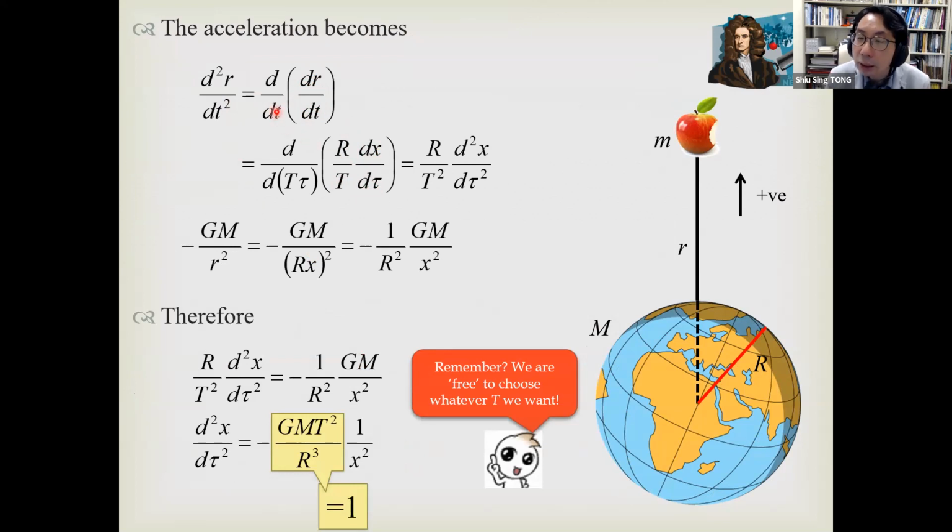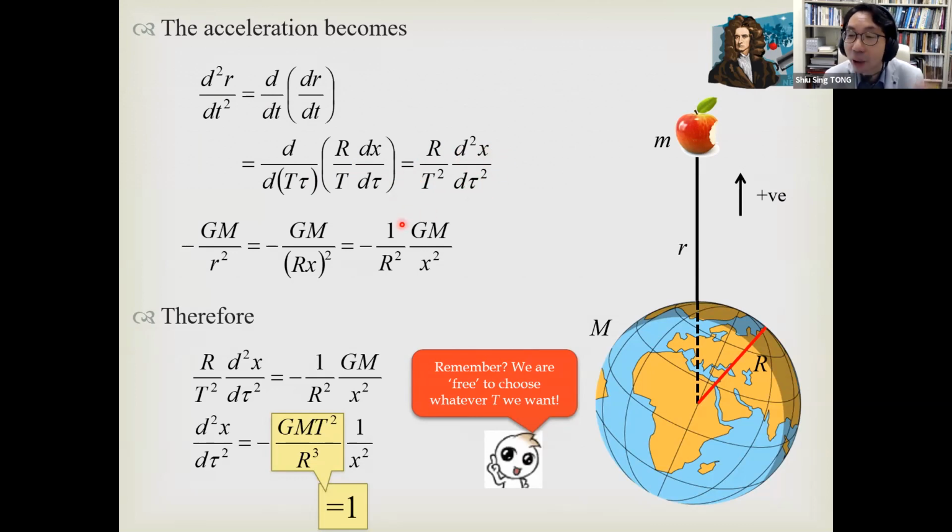And the second derivative d²/dt² can be expressed with the big T multiplied by tau. We do the same thing again. Now we can move all the constants out, because the constants will not be affected by the derivative. After doing that, we find a factor of big R over big T squared in front. And in terms of the dimensionless variables x and tau, the acceleration is given by d²x/dtau². Okay? So now we succeeded in expressing everything in terms of x and tau instead of r and t.